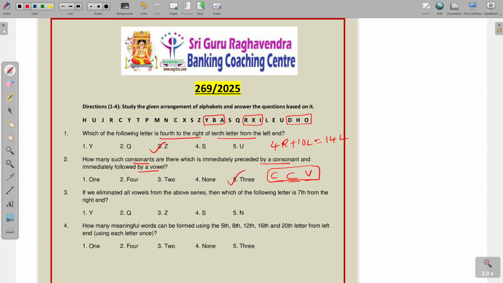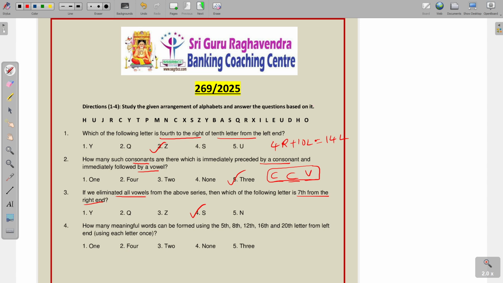Okay. And next, if we eliminate all vowels from the above series, which of the following letters is 7th from the right hand? After eliminating all vowels from the above series, which is the 7th letter from the right? So, see 1, 2 and 3, 4, 5, 6 and 7. S is the answer after eliminating all vowels.